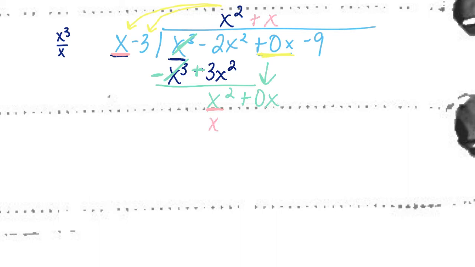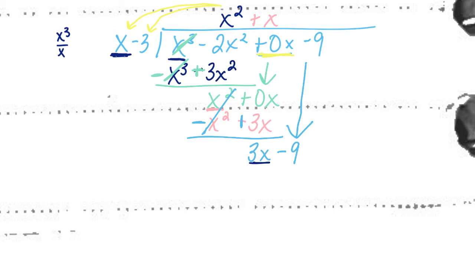X times x is x squared. X times negative 3 is negative 3x. Don't forget to change the signs. So I'm going to go ahead and change this and this. When we add down, we get 3x. We're dropping the negative 9. How many times does x go into 3x? Good, it goes 3 times.